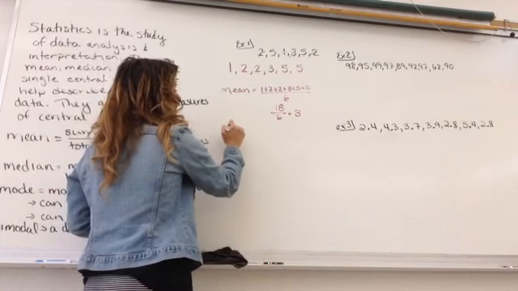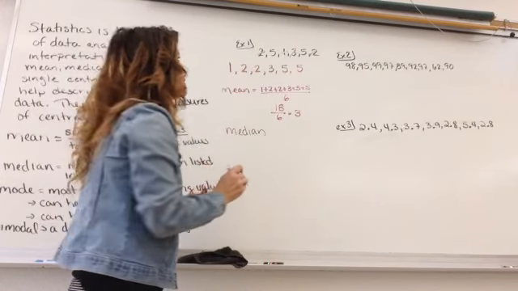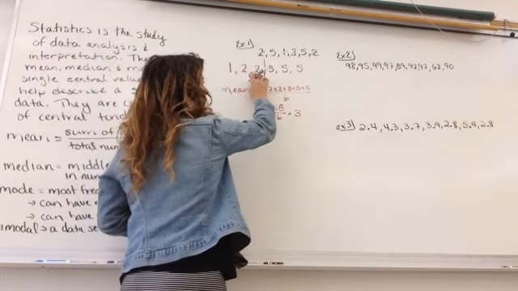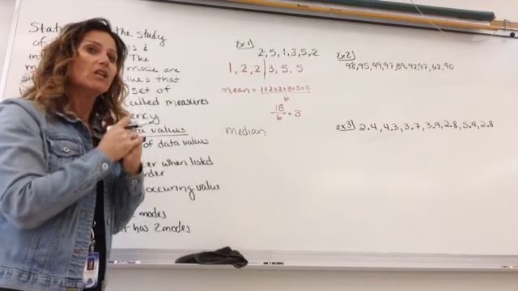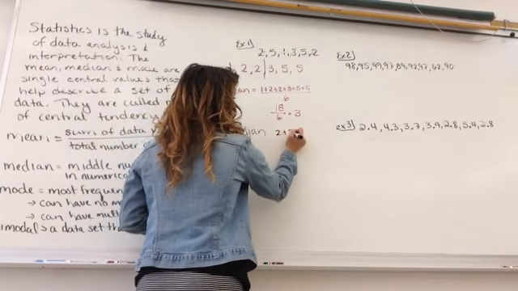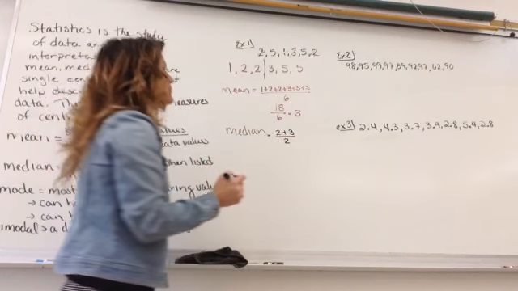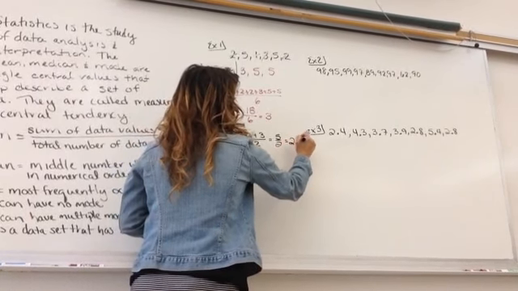Next, I want to find the median. Median means the middle number. So if I count over, I get 3 on the left and 3 values on the right. That means the median falls between 2 numbers. When that happens, I simply add the 2 numbers together and divide by 2. So I find their average. So that's 5 divided by 2, which is 2.5.